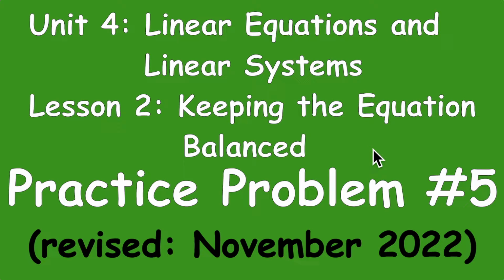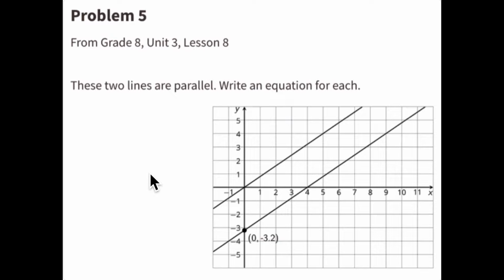This is a revised version of practice problem number 5 from lesson 2, Keeping the Equation Balanced, and unit 4, Linear Equations and Linear Systems. In problem number 5, you're given these two parallel lines, and you're asked to write an equation for each. And this problem comes from unit 3, lesson 8.